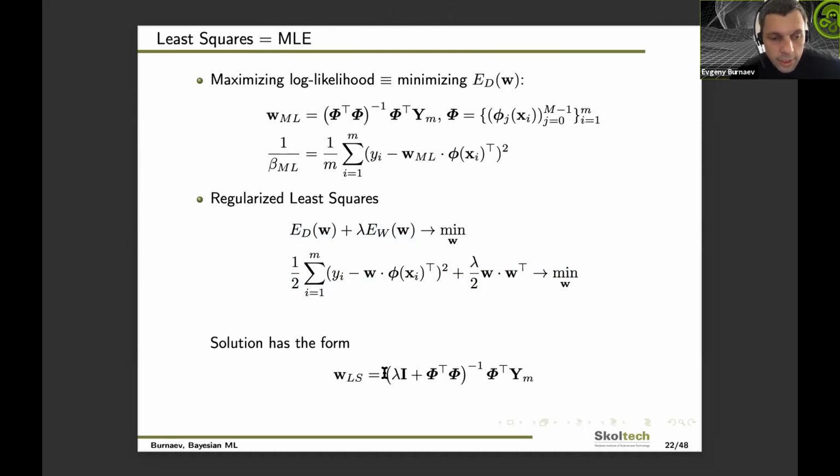And the solution has this form here. The only difference with respect to this formula is that here we have this additional term. And so if the matrix phi transpose phi is ill-posed, thanks to this positive definite matrix here, we always can invert this matrix and get a stable result. That is why this expression is more preferable to use in practice to estimate the coefficients W.